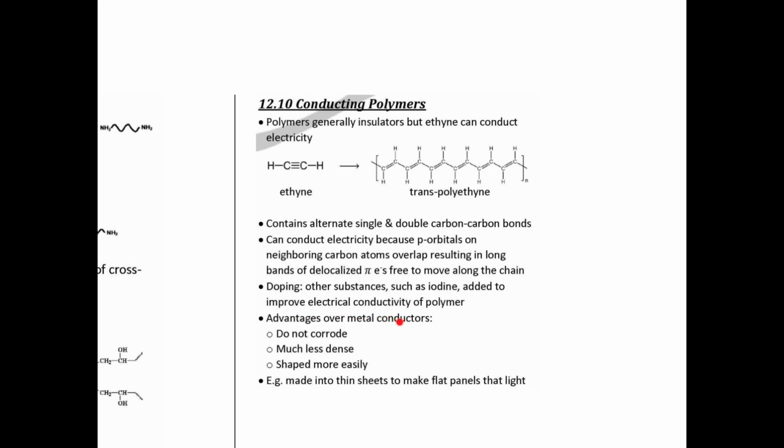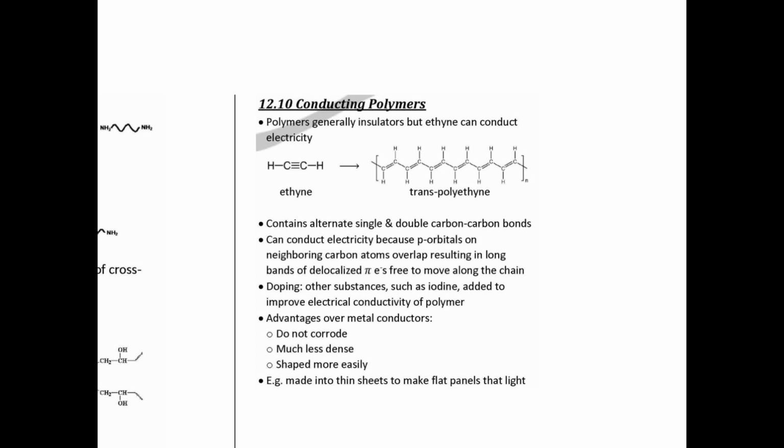Advantages over metal conductors. So why do we want to use polymer conductors instead of metal conductors? The advantage is they do not corrode, which is true. Polymer is not metal, so it will not corrode. Much less dense, that means light. Shaped more easily. For example, they can be made into thin sheets to make flat panels that are light.